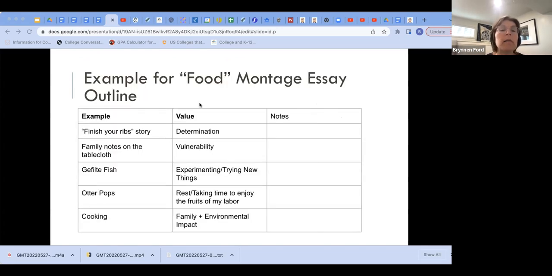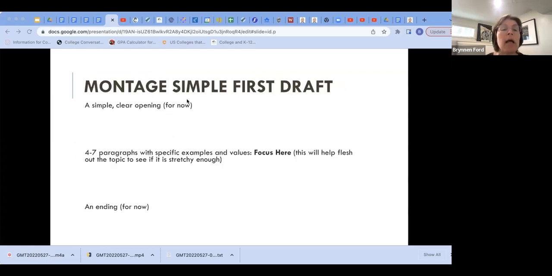So here's an example of a montage essay that goes with our food essay. The examples that are the beads on the thread, and the different values that are associated with them. And then he, or you, could take this outline, first share them with me, and we'll talk them through and see which one or two you want to really go through for your first draft. And then a first draft would be just a simple, clear opening, and then 4 to 7 paragraphs, maybe one for each example, or maybe you put them in together, and then a placeholder ending. So you don't really want to worry too much about the opening and the closing right now, but just get out the big ideas of the examples and how they connect to the theme.